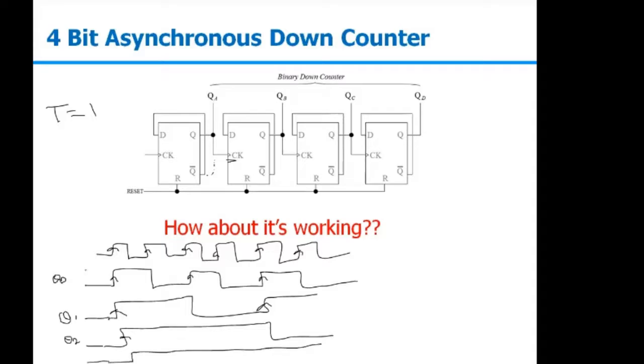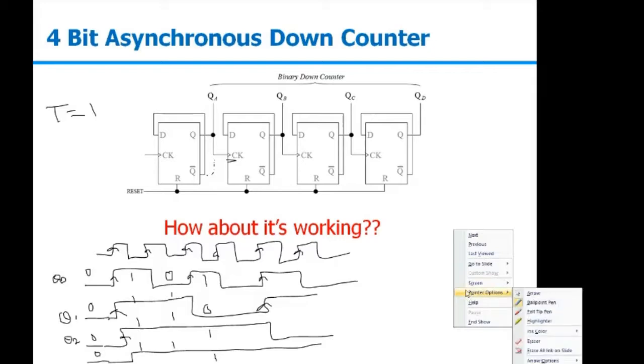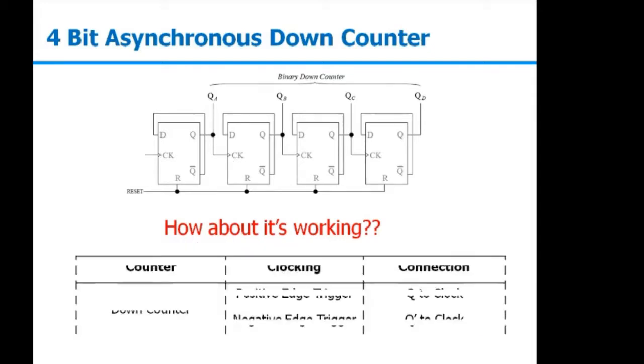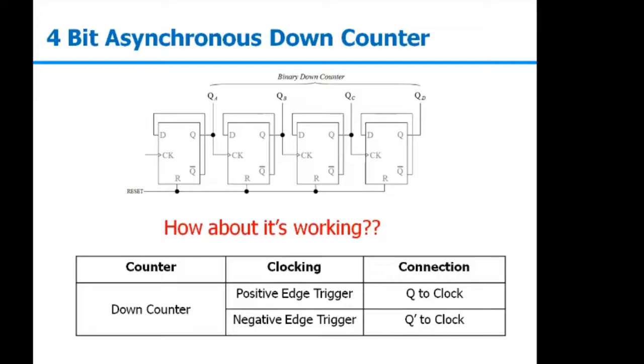So you can see initially all were 0, but after the first clock they become 1 1 1 1, then 1 1 1 0, 1 1 0 1, and so on. So you can say it is down counting. So we are designing the down counter here. I can directly summarize the thing here. If I'm designing the down counter and working with a positive edge trigger, I will be connecting Q to the clock. Similarly, for negative edge trigger, I will be connecting Q bar to the clock.